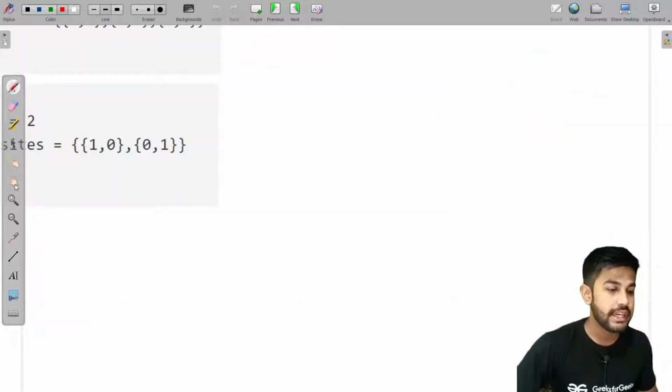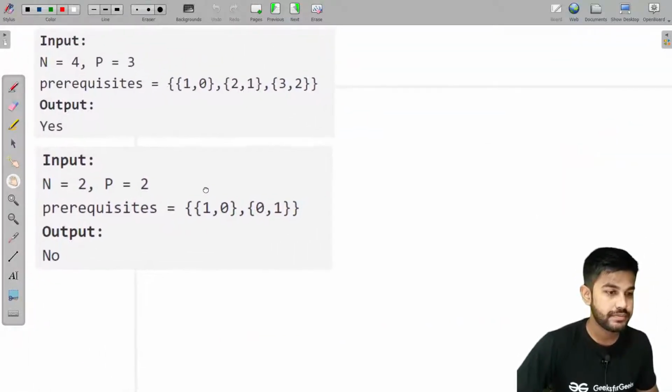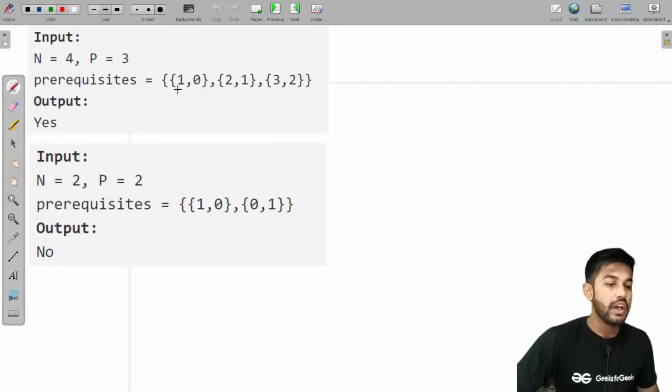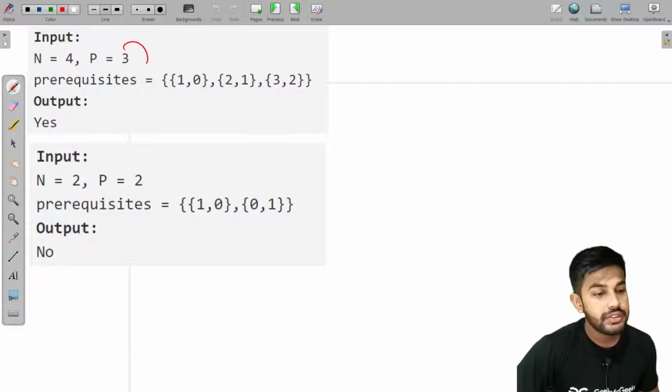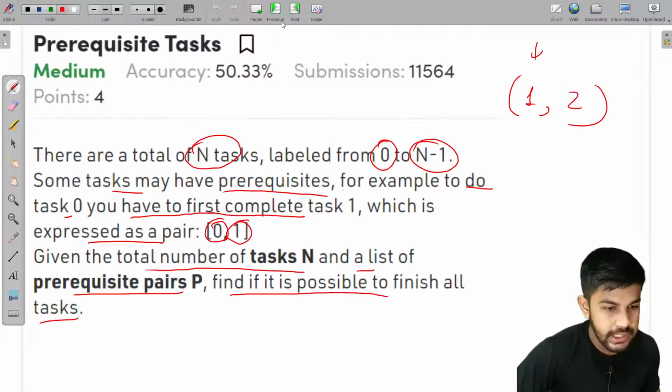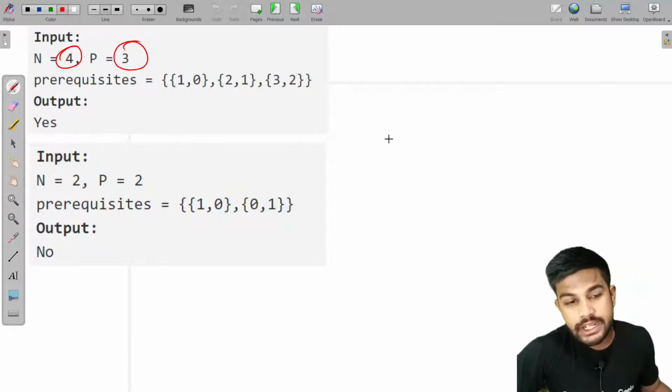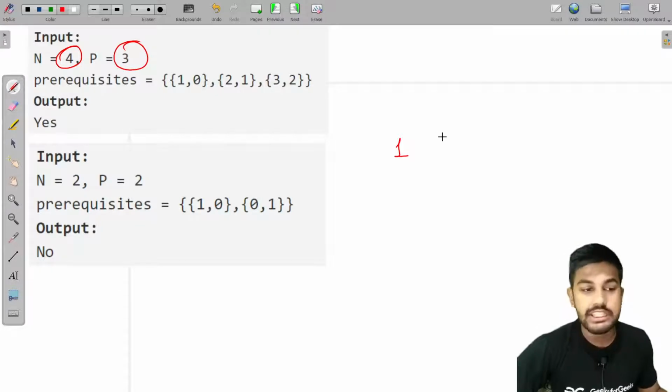No lag, absolutely. Thank you, Manav. Thank you so much. Okay, so we are given 3 pairs and the number of tasks is 4. P is the number of pairs only, right? Yeah, prerequisite pairs.